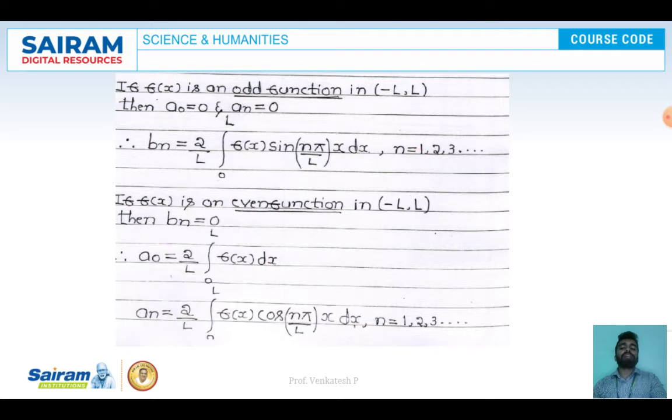Similarly, if the function is an even function in the interval minus L to plus L, only bn will be 0, and we have to calculate a naught as well as an. The formula for a naught is 2 by L integral 0 to L f of x dx, and an is 2 by L integral 0 to L f of x cos n pi by L x dx, for n is equal to 1, 2, 3 and so on.